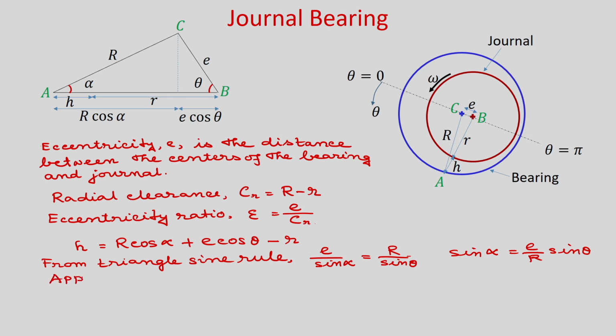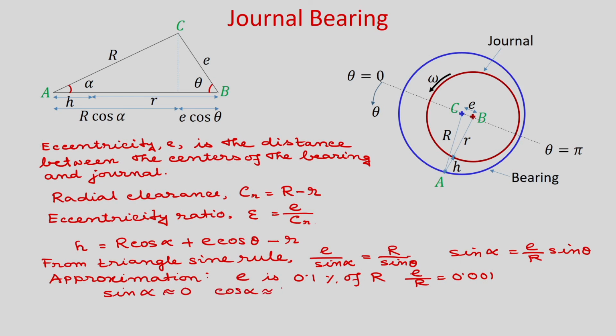So, we will assume this approximation: E, which is your eccentricity, is 0.1% of r. Okay. So, you can see that E by r will be 0.001. From the relation sin alpha is E by r sin theta, sin theta varies between 0 and 1, and E by r is 0.001. So, obviously, sin alpha is close to 0. So, if sin alpha is close to 0, cos alpha will be close to 1.